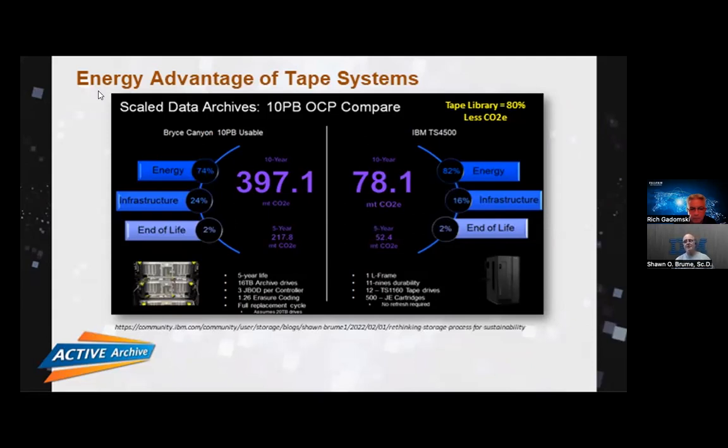And compare that to, say, an IBM TS4500. In this instance, it's an IBM TS4500 just as a reference. You're only going to be around 78.1 metric tons of CO2e over the entire 10-year period. And that includes energy, but most of all, you start out with a much lower embedded carbon footprint. And that ultimately leads to a tape library being 80% less in CO2e over that 10-year period.